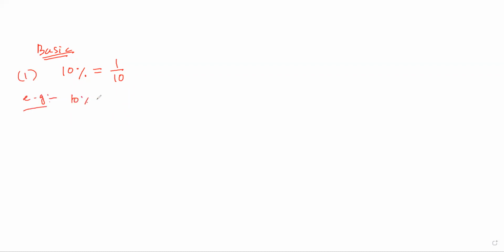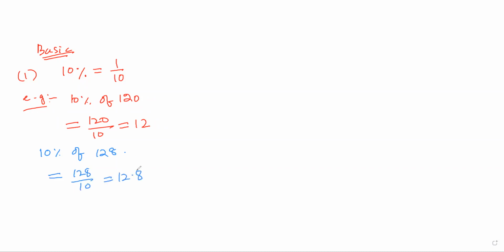So if you are asked 10% of 120, it is nothing but 120 divided by 10. That means the value is going to be 12, right? Now again if you are asked 10% of 128, the value is nothing but 128 divided by 10. So this is going to be 12.8.